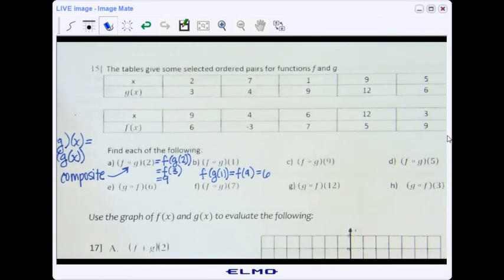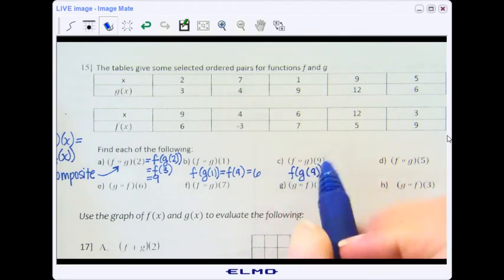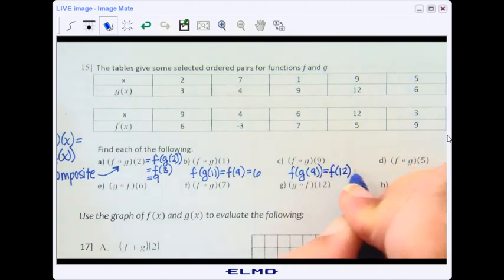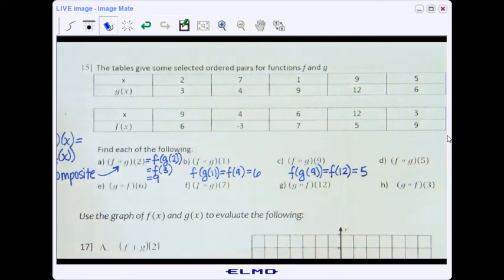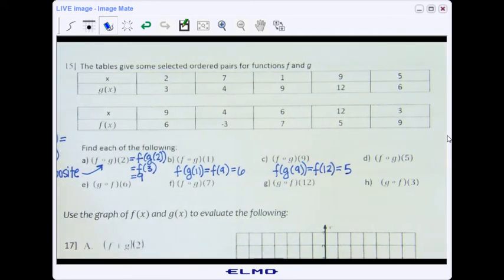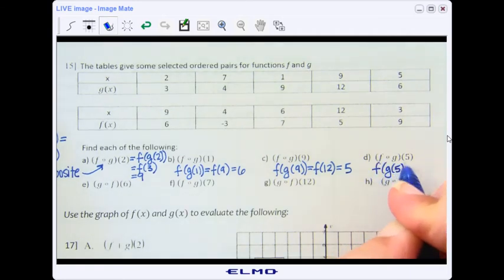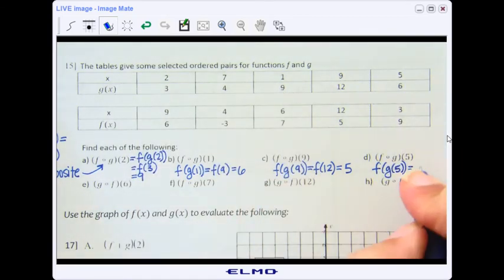In the next one, I'm finding f of g of 9. So I find g of 9, which is 12, and I'm looking for f of 12. F of 12 is 5. In the next one, I'm finding f of g of 5. G of 5 is 6, so I'm finding f of 6, and f of 6 is 7.